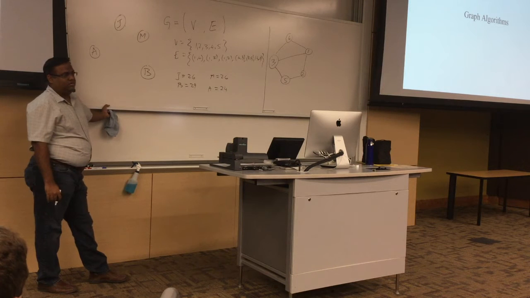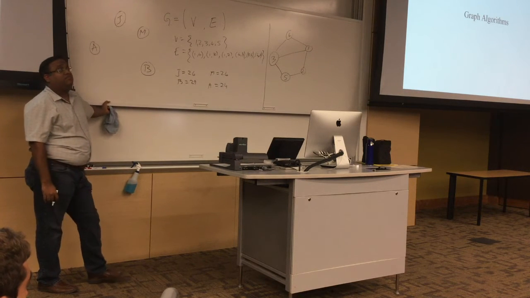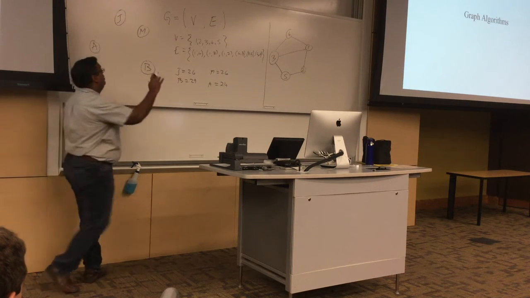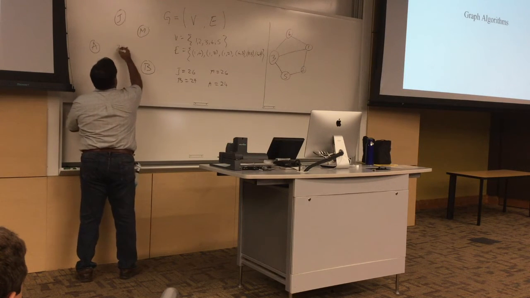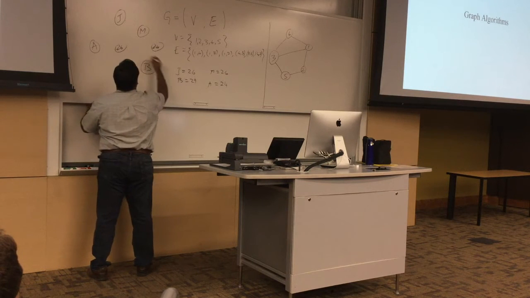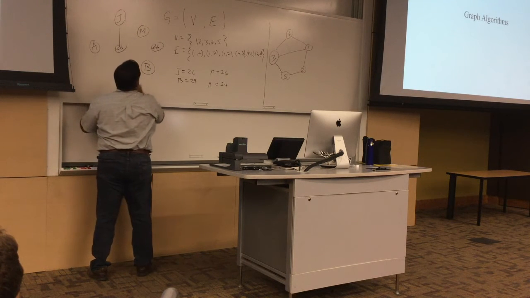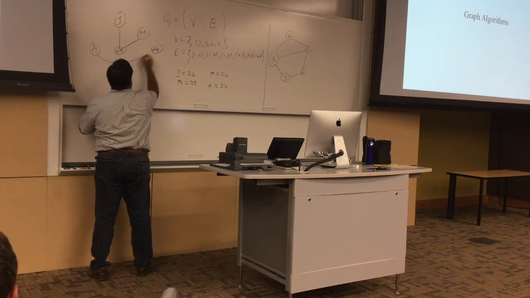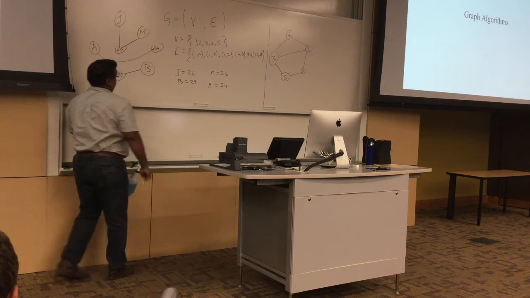You can define rules based on which you can create a graph. Right, you have to define rules. So now, would you do this? Would you say, okay, 26 is one number, 24 is another number, and now J connects to 26, M connects to 26, A connects to 24, and B connects to 29? Would you do that?